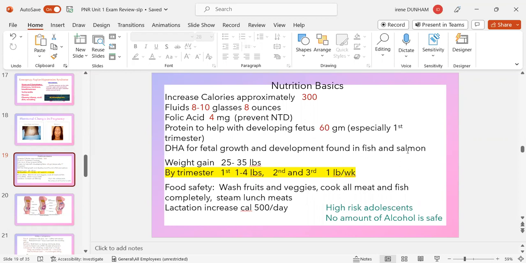In fish and salmon. So in that beautiful pink fish, that salmon, so good for you. If you had a question on the test, which of the following meals offer the greatest amount of DHA?